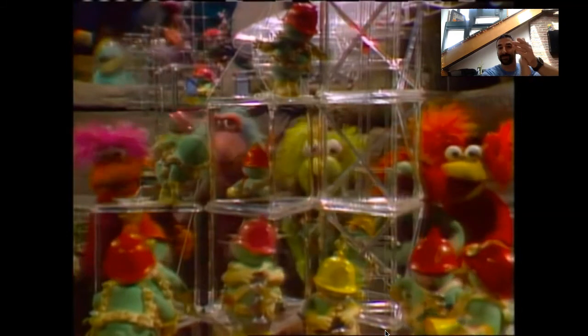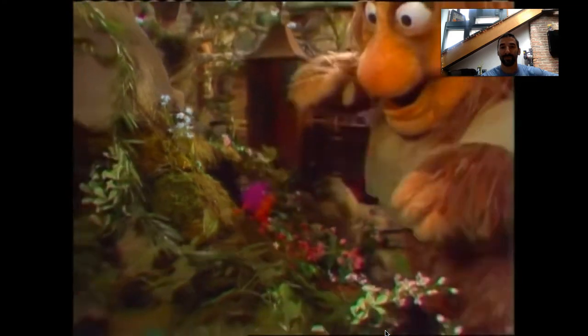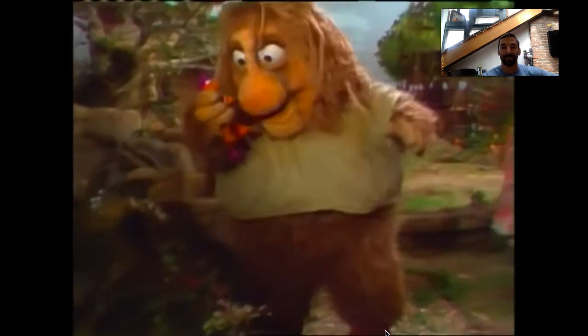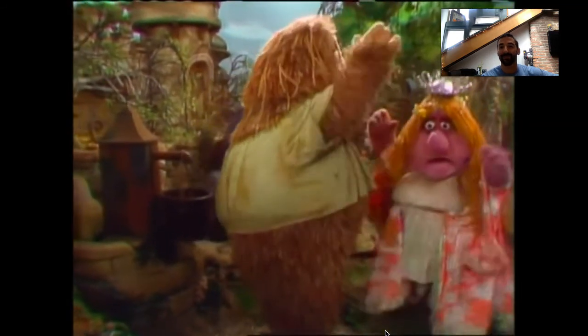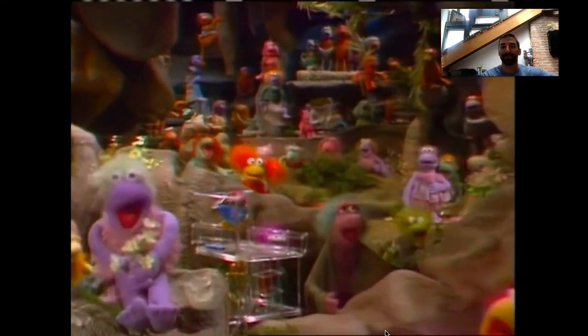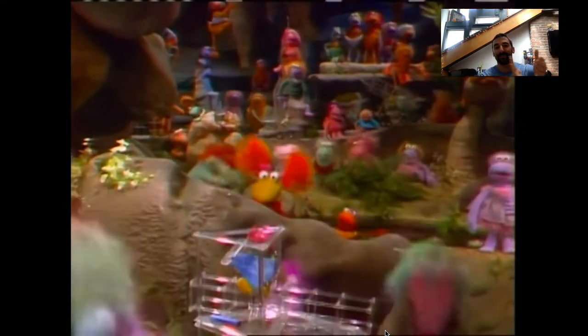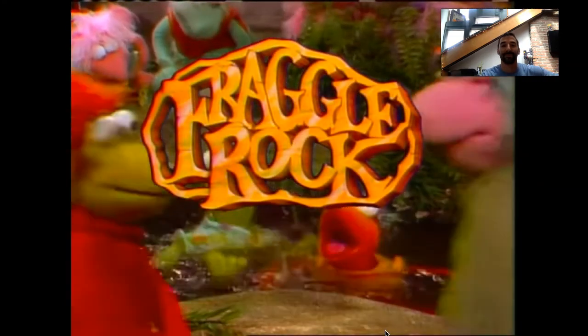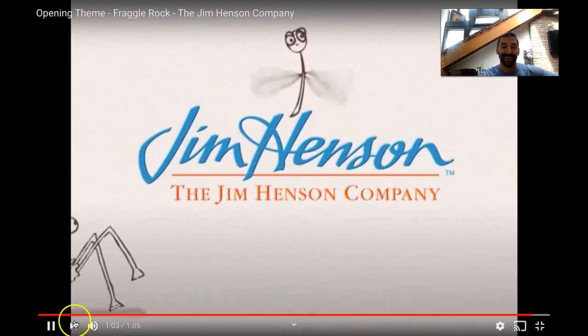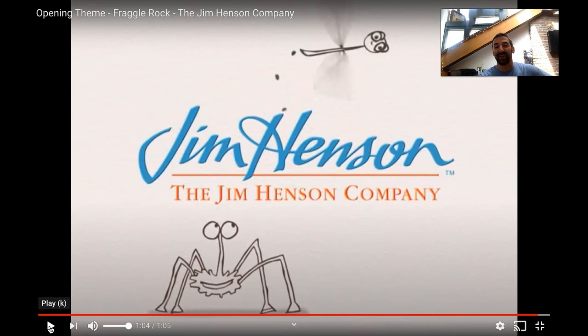Those are doozers. And there you have it. That was Fraggle Rock. That's all we have.